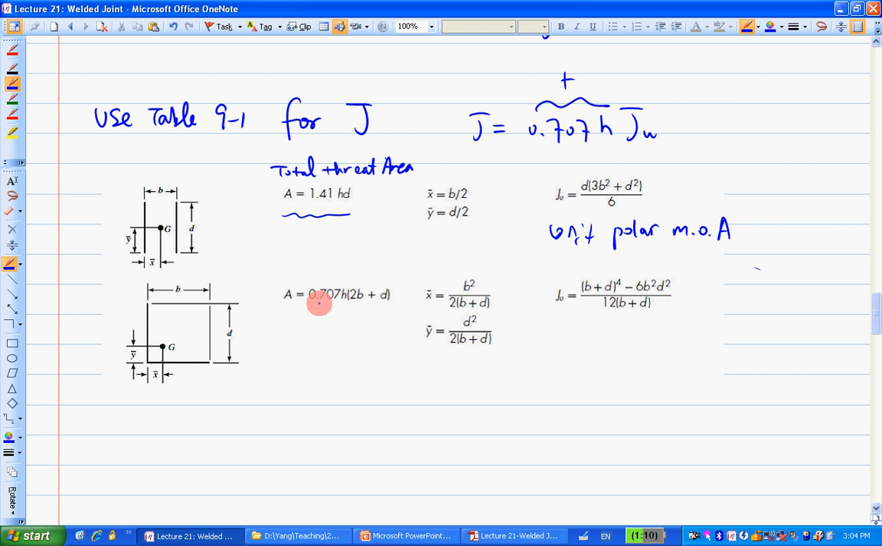You know, if this is A, or if G is this, or X bar, Y bar is like this. Okay. Now that's how you interpret this table 9-1. This is very important because if you interpret it wrong, you will end up with completely wrong results. So let me give you an example right here, to properly interpret these things.